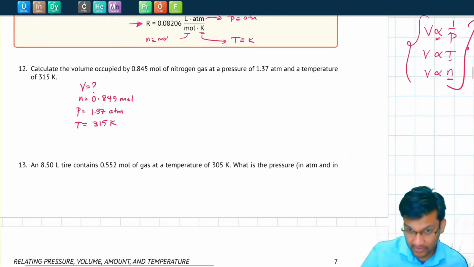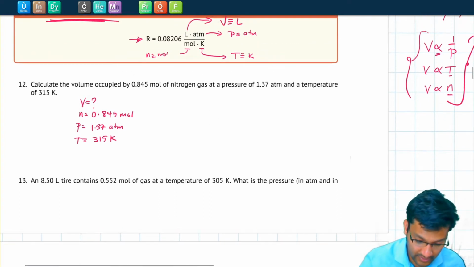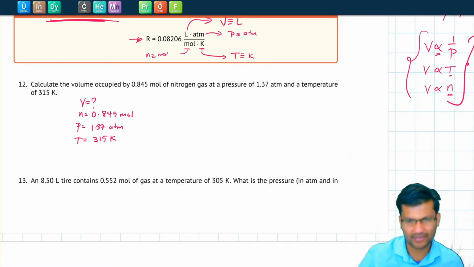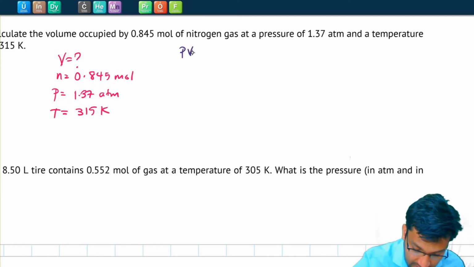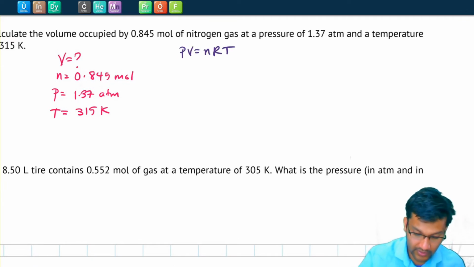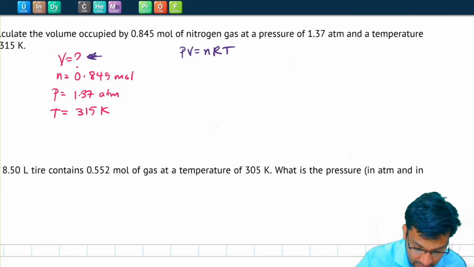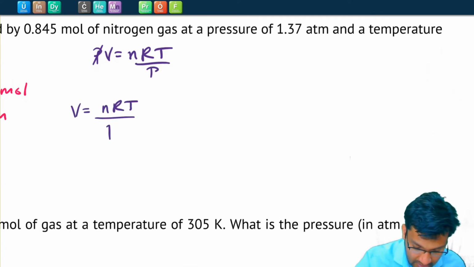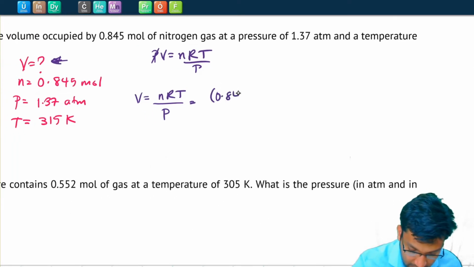Okay, the first thing you should do whenever you have an ideal gas law equation is make sure all of the units are what they should be. Number of moles is in moles, pressure is in atmospheres, temperature is in Kelvin. That's all good. We don't need to do any conversions. So now we can use our PV is equal to nRT equation. We need to solve for V. So let's divide both sides by P, right? So that means that V is equal to N times R times T divided by P. So we just substitute, right? N is 0.845 moles.